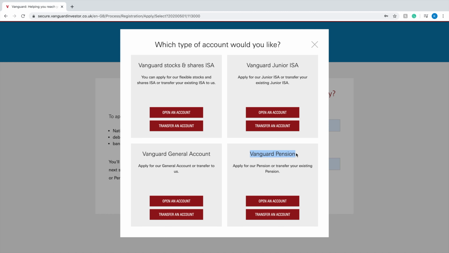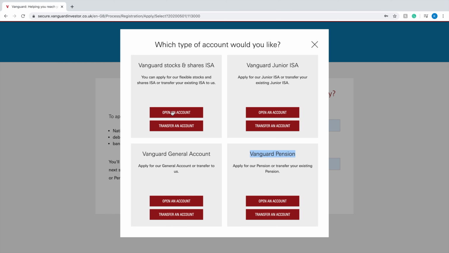Do note that any money you put into this pot, you will not be able to access it until the age of 55. If you're saving up for a housing deposit or something, then please do not put your money in here, as you will not be able to access it until then.